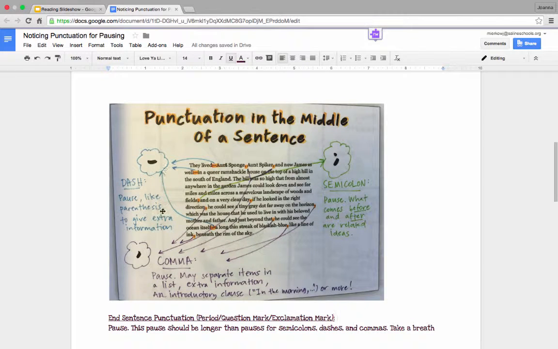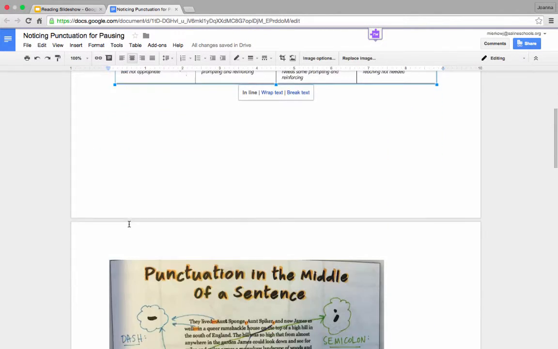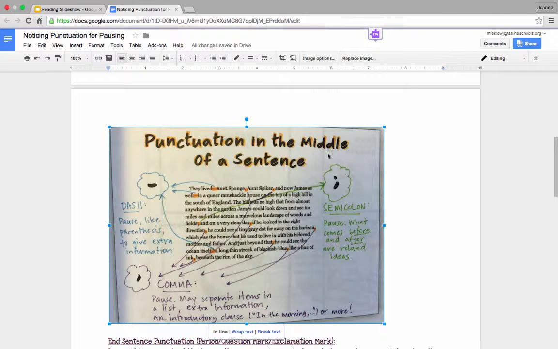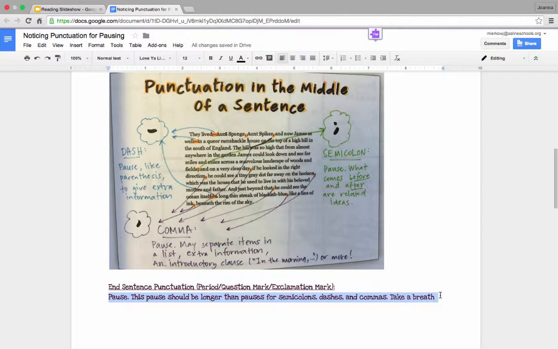In your reader's notebook, you're going to set up a page that has punctuation in the middle of a sentence. I'd also like you to add in the word pausing, which I can't add in up here. Sorry, add the word pausing behind this. And I want you to put in your notebook a dash and the definition of when you pause in a dash, a semicolon, the definition of when you pause in a semicolon, a comma, and end sentence punctuation. So you should have 4 categories underneath this title and then the phrases that are listed here. That should be in your reader's notebook, and that's going to go in the Learn section.